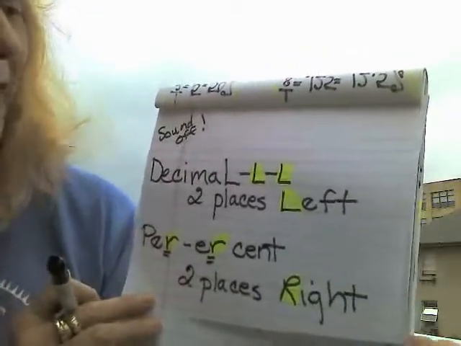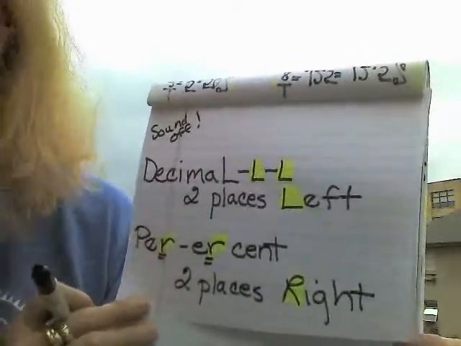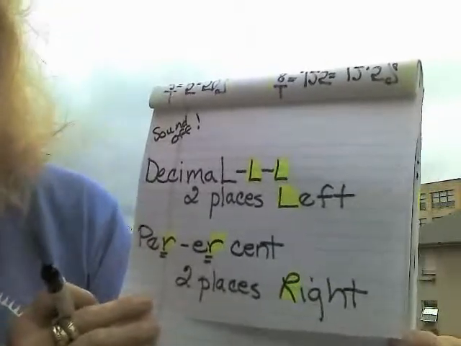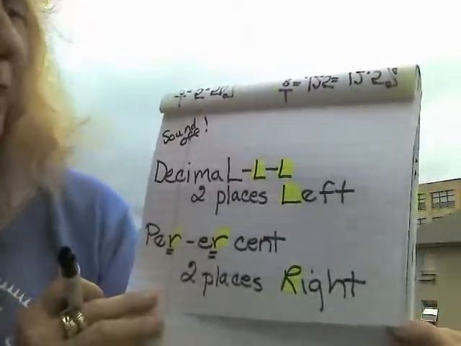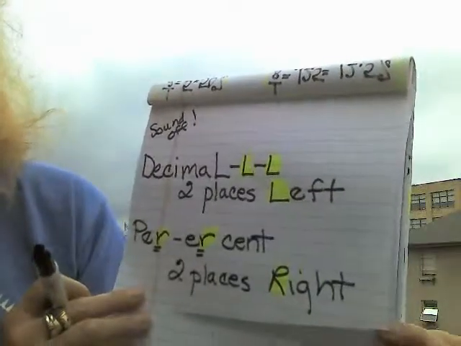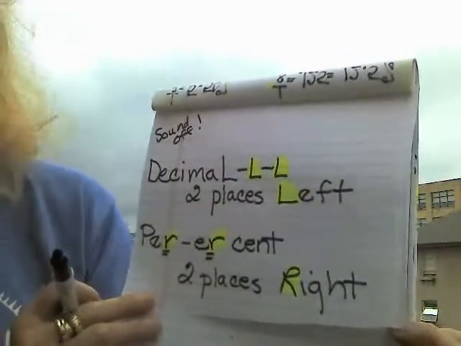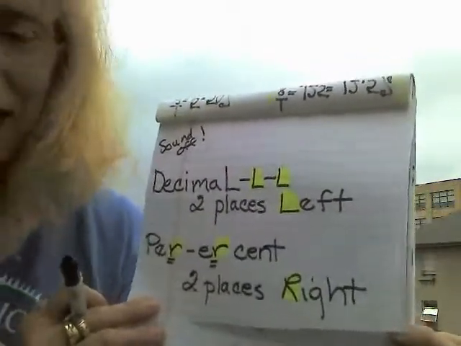One more time. Decimal, low, 2 places left. Percent, 2 places right. Decimal, low, 2 places left. Percent, 2 places right. Really easy, isn't it?